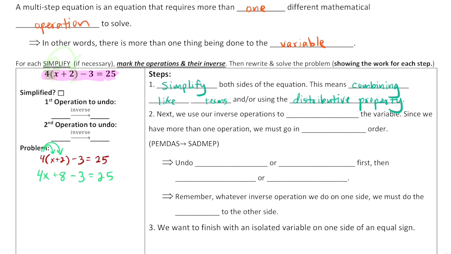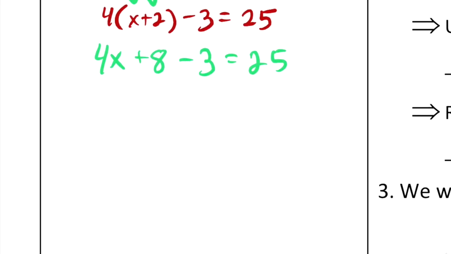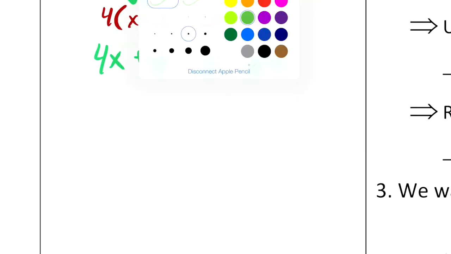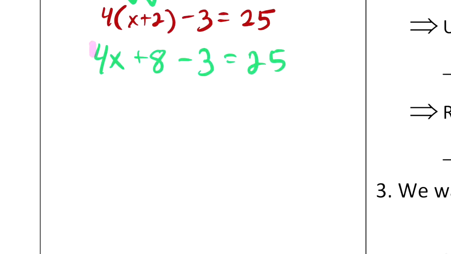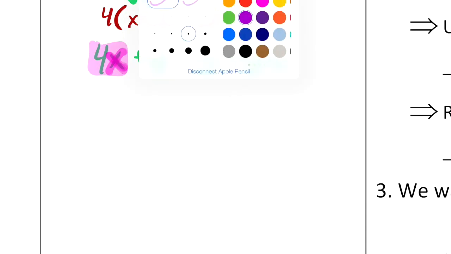I'm going to check if there's any like terms. And I notice that I've got, looking over here, this is one possible kind of term where there's a variable of x. Now the next two do not have x's in them. So this is, maybe I should pick a color not as close to purple.